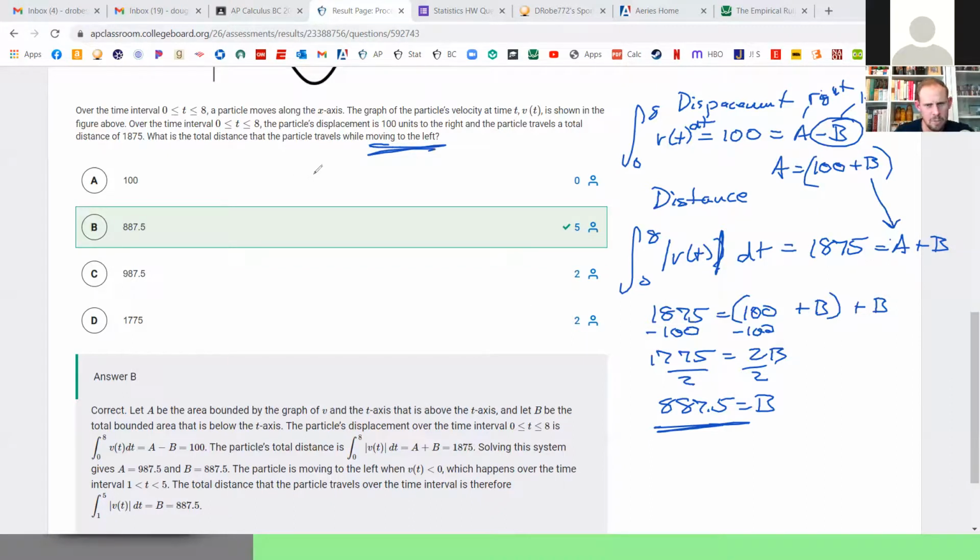That one was a good one. I like that. I've never seen one like that before. I like that, having to set up the two equations and solve. Should be a fun one.